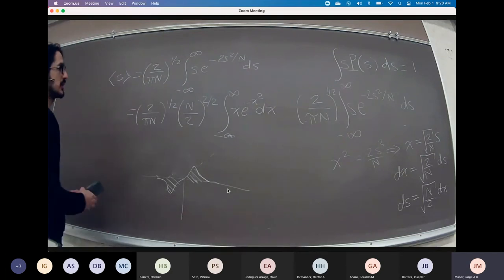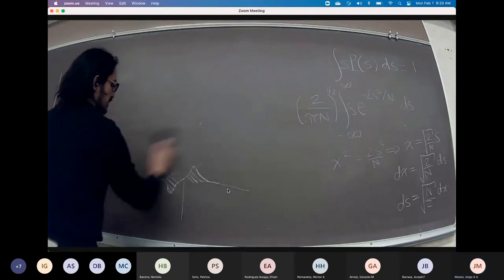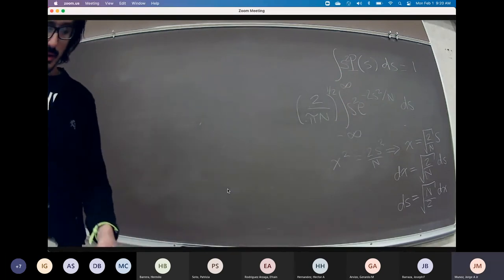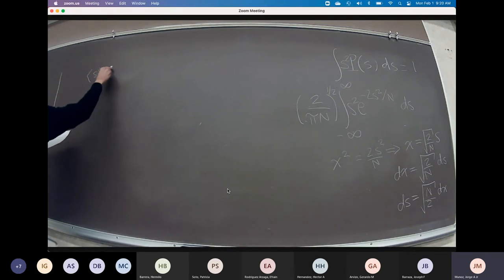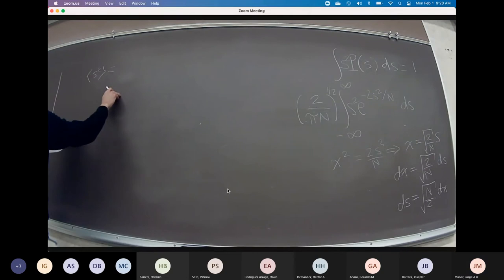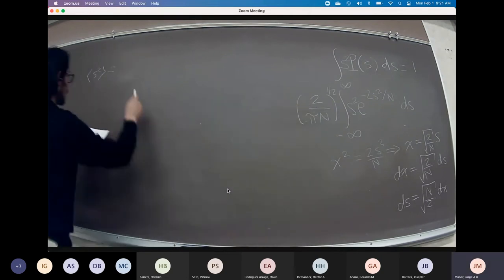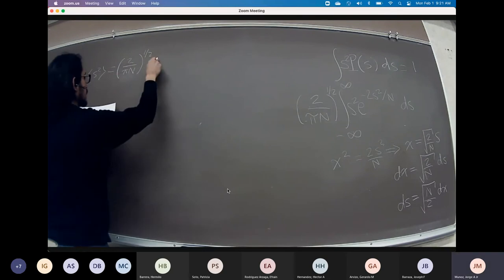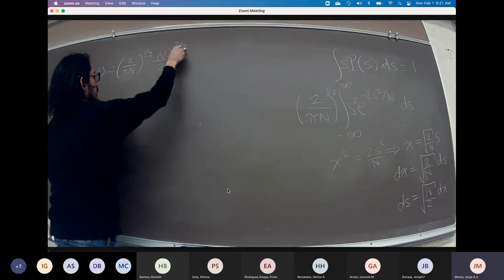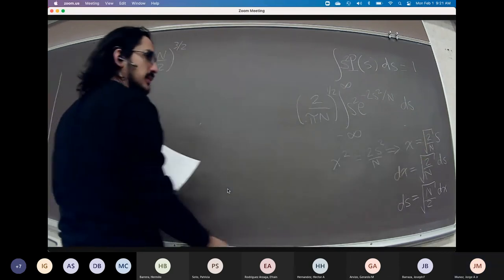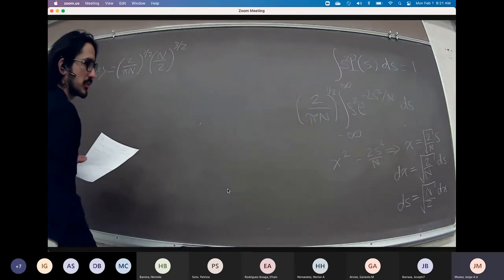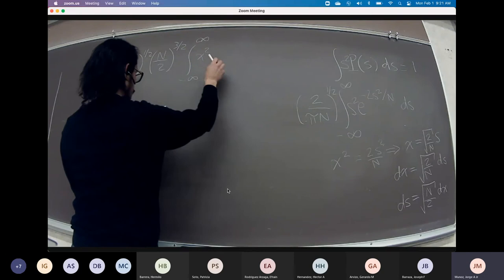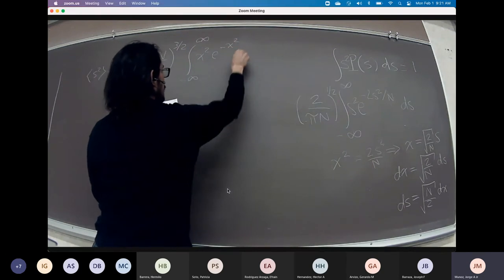And the other one that is in the book is the S squared, right? So S squared over there. So the second moment, we have this stuff, and it's going to be equal to 2 over pi n to the 1/2. Now this one is n over 2 to the 3/2. So you just keep adding the roots of 2 divided by n. Integral from minus infinity to infinity, x squared e to the minus x squared dx.